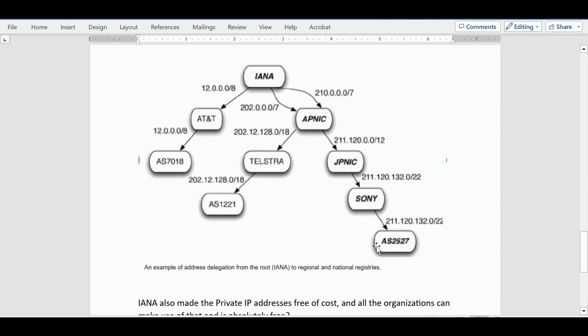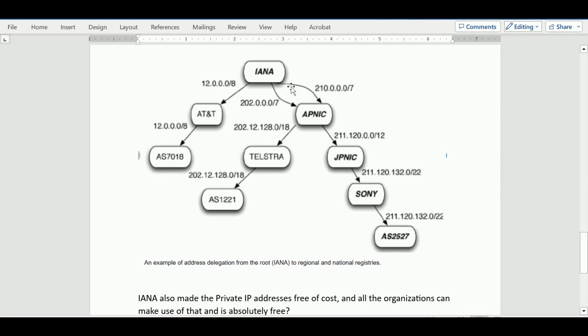So I have even added one more example of how INA is allocating the IPs to national registries and to the ISPs. As I said, the global parent organization is INA. From there, the Asia Pacific is getting some sort of /8 subnet, and in the Asia Pacific, JP means Japan. So Japan is one of the territories. To Japan, from this complete /7 subnet, they are allocating a /12 subnet.